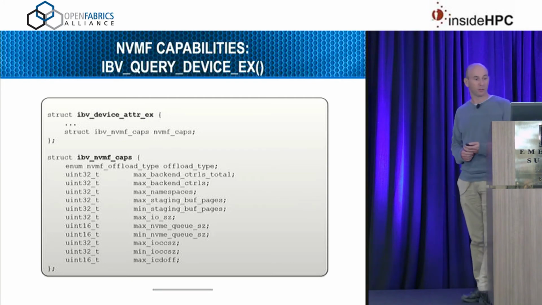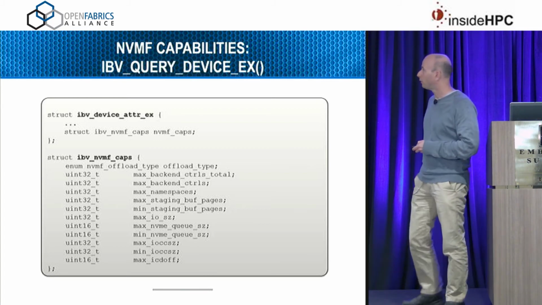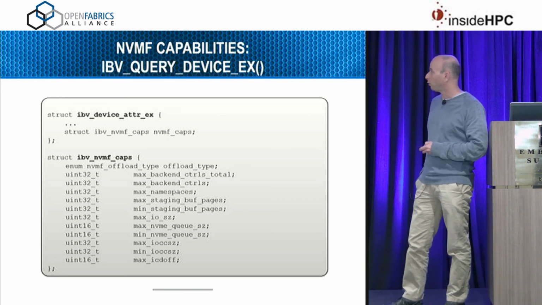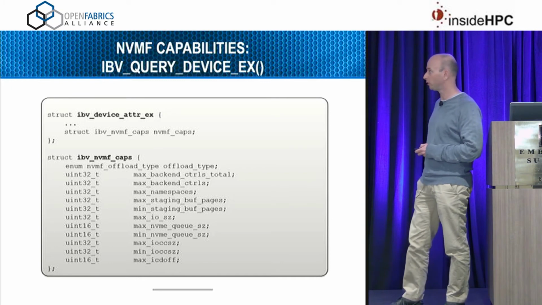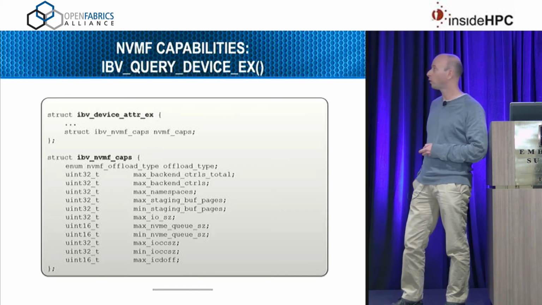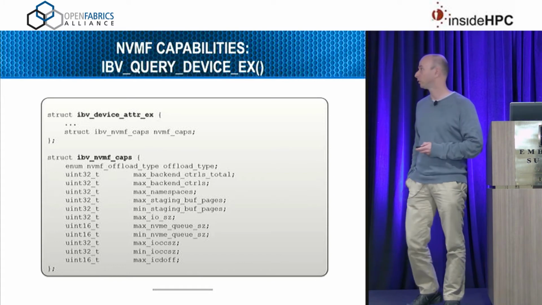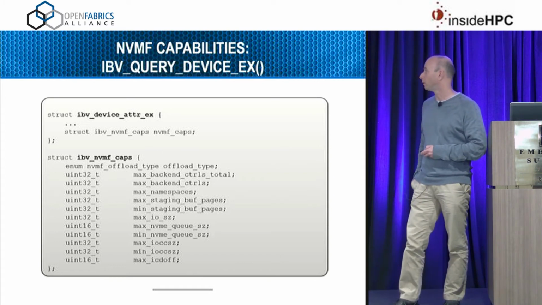The first thing I want to note is the representation of the subsystem, which is the NVMe SRQ. The parameters that you have here at the device level: we have an offload type, which basically is an enumeration of operations that can be offloaded. The total backend controllers is device-wide. The max backend controllers is the amount of controllers I can tie into a single SRQ. This is the max namespace mappings that I can do.